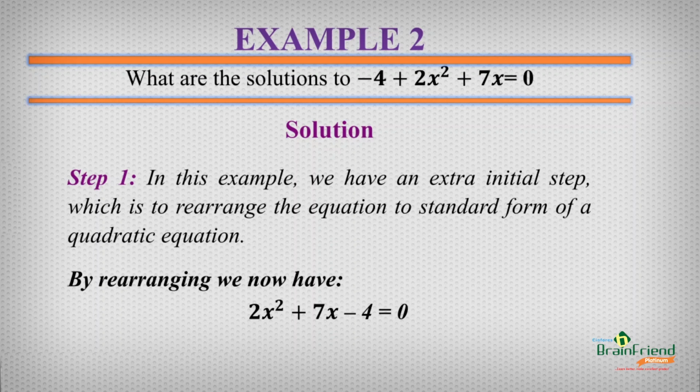So now that we are through with our first example, let us apply the same steps we applied initially to solve this example. What are the solutions to minus 4 plus 2x squared plus 7x equal to 0? The solution has just one initial step that we didn't add in our first part. Remember, in the other one, it was properly arranged. Now, we just need to rearrange. What we do is to now say, instead of having the minus 4 in front, we'll rearrange it to be 2x squared plus 7x minus 4 equal to 0. Every other thing remains the same as we did in other steps.